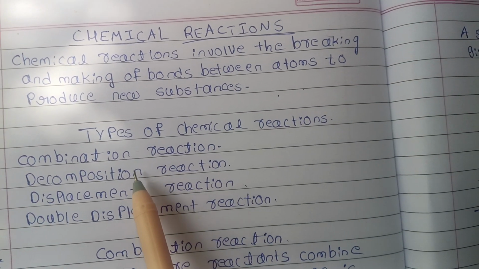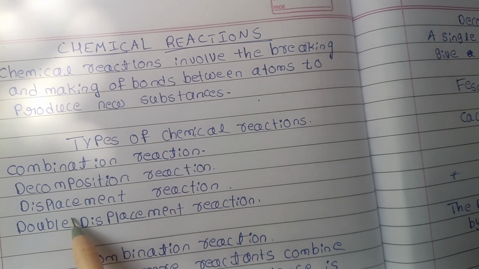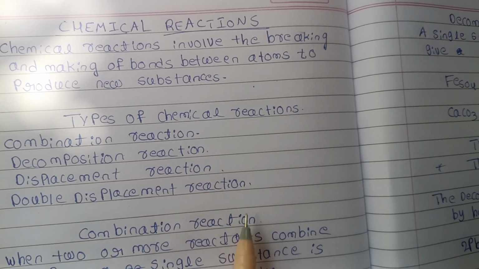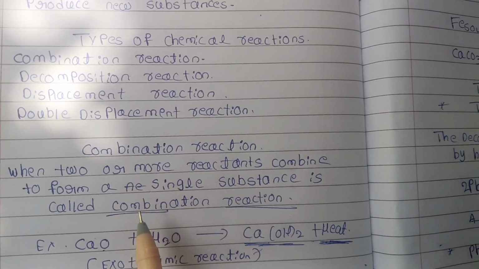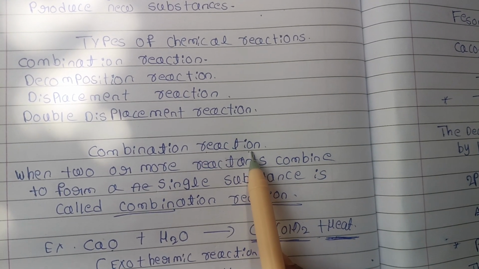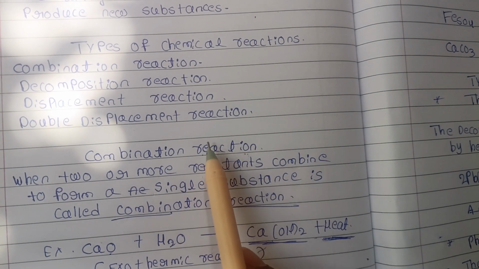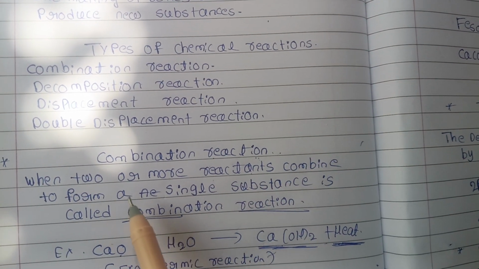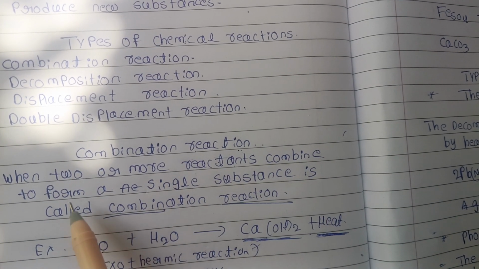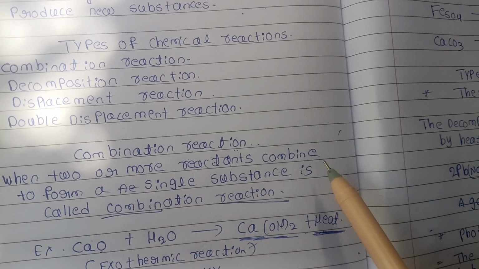What are the types of chemical reactions? The first one is combination reactions, the second one is decomposition reaction, the third one is displacement reaction, and the fourth one is double displacement reaction. So move on. Let's talk about the combination reaction. What is the meaning of combination? Combination itself says together. Let's know the combination reaction definition. It's important. When two or more reactants combine to form a single substance, it is called a combination reaction.